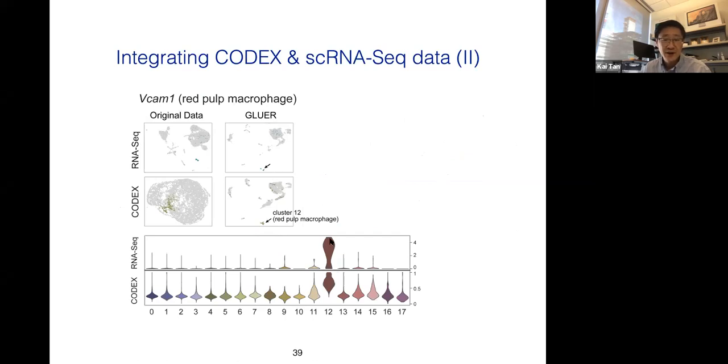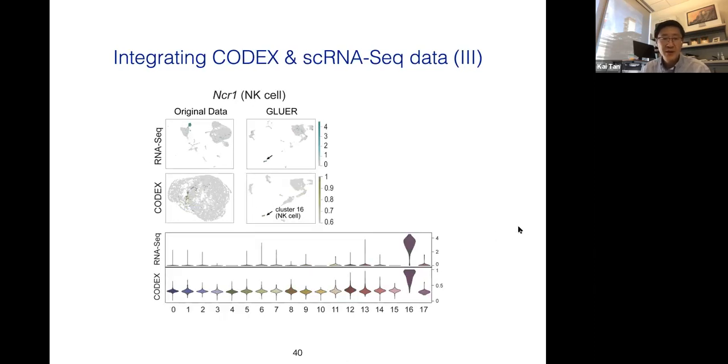So you can see the expression level for both RNA and protein after data integration is very specific to cluster number 12, which is the red pulp macrophage. And this is another example, the NCR1 gene. It's the marker gene for the NK cell. In this case, you can see again a clear, very specific expression in cluster number 16.